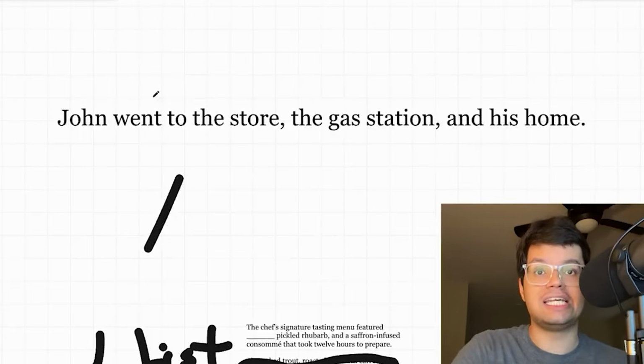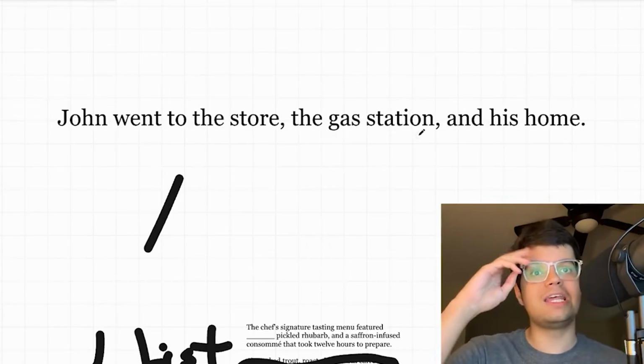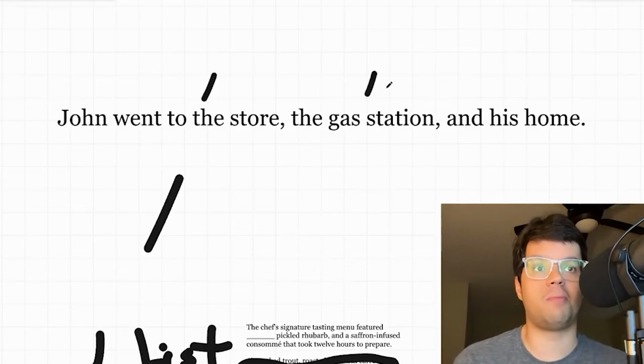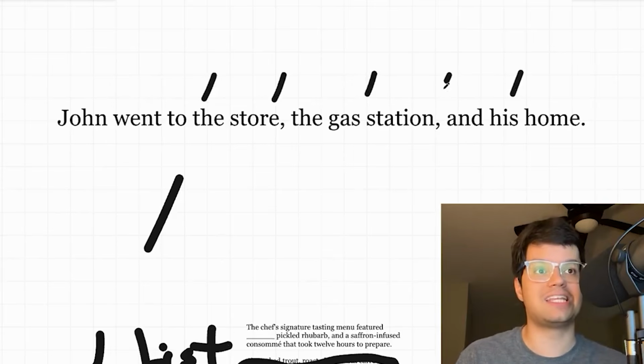So I told you over here this idea of a regular list where you have multiple different items and you have to use commas to separate them. But what if in one of the items you have a comma already? So what if there's a comma in this first item, a comma in the second one, and a comma in the third? You can't still use commas to separate them because then it's just going to get confusing.